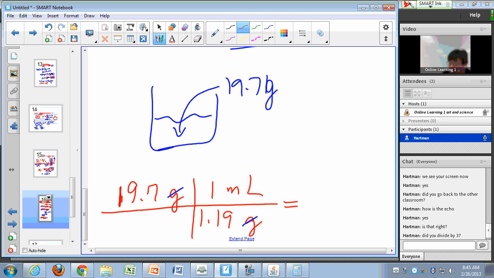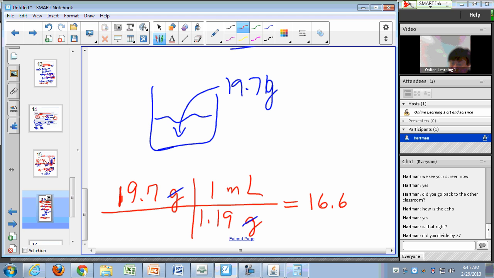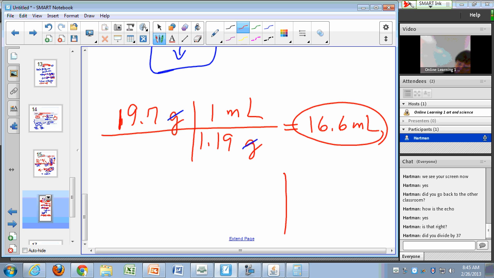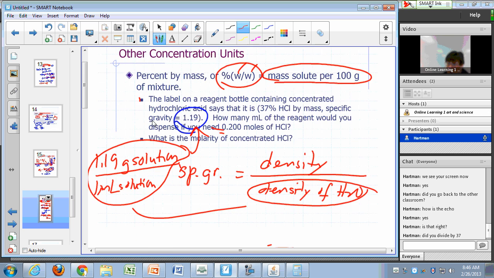So 19.7 divided by 1.19 is 16.5, 16.6. So this is what I'll do in the lab. I'm going to take 16.6 milliliters of solution. Okay. I'm going to put that in a graduated cylinder. I have 16.6 milliliters. All right. And then I add enough water to that to bring it to whatever total I will need.